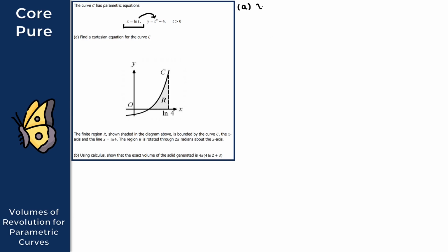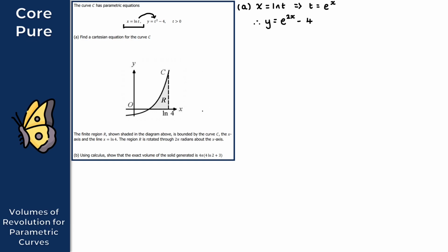So if x equals ln t, we can rearrange this and make t the subject. In that case, t is equal to e to the power of x, right? So for y, y is equal to t squared. So if t is equal to e to the x, what we get then is e to the 2x minus 4. Okay, and there we have it. So like we said, nice and straightforward there. That gives us the solution to part A.